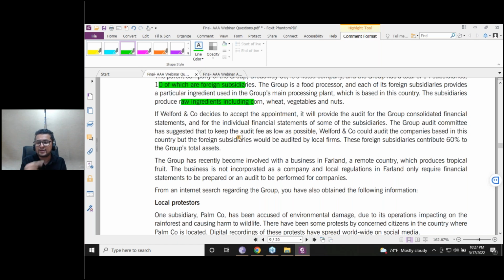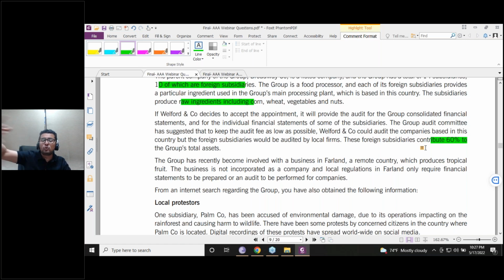The group audit committee has suggested that to keep the audit fee as low as possible, Welford and Company could audit the companies based in this country, but the foreign subsidiaries would be audited by local firms. These foreign subsidiaries contribute 60% of the group's total assets. So we need to consider the risk. The foreign subsidiaries make up 60% of the total, and they won't be audited by you. They will be audited by local firms.